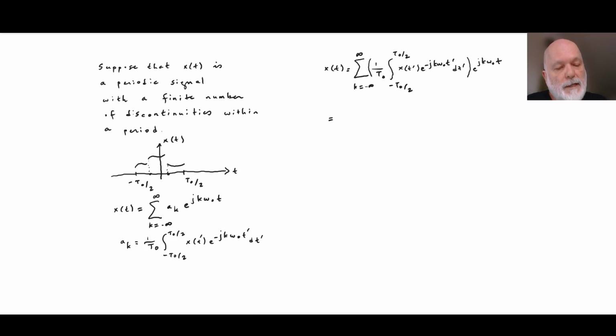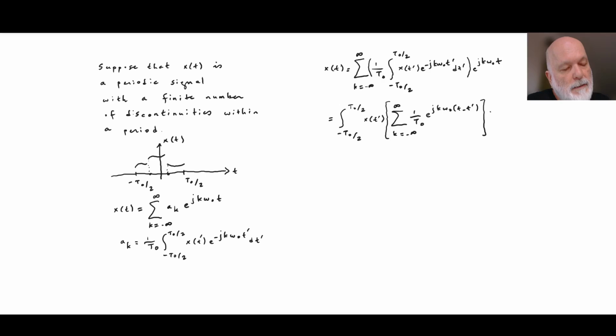Now, we interchange the two operations, and we obtain the integral from minus t0 over 2 to t0 over 2 of x of t prime, and then we have the series, k running from minus infinity to plus infinity, 1 over t0 e to the jk omega 0 (t minus t prime). Okay, this is the t prime.